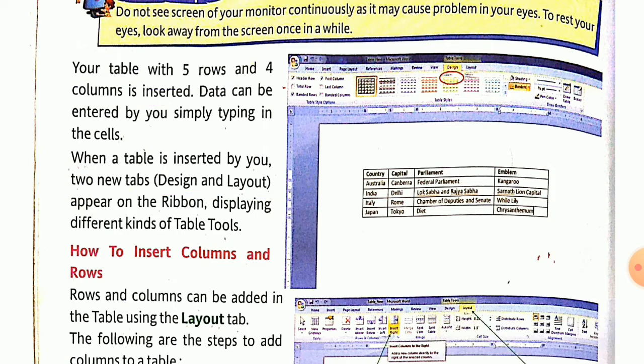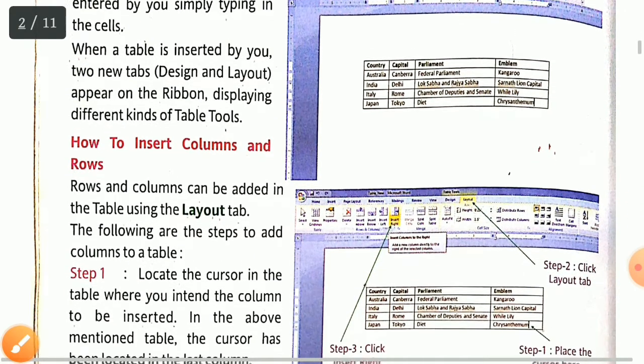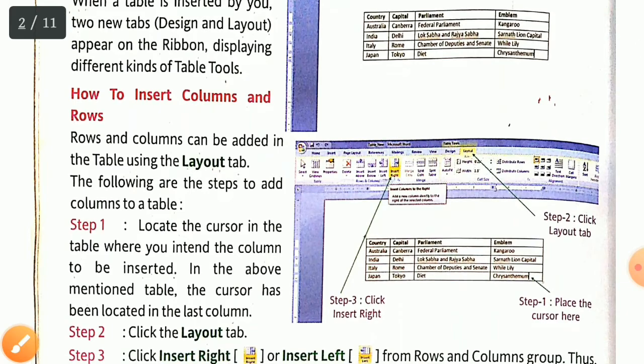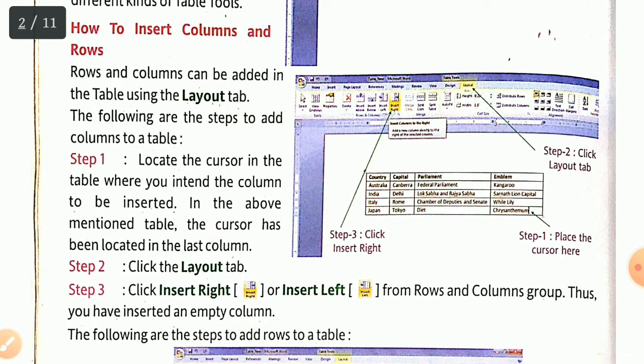Now see, the next topic is how to insert columns and rows. Now we have already made a table, and somehow you feel like you should have one more row or one more column. Then what are the steps that you are going to follow? See over here, firstly we'll see how we are going to add our columns, then afterwards we'll see about our rows.